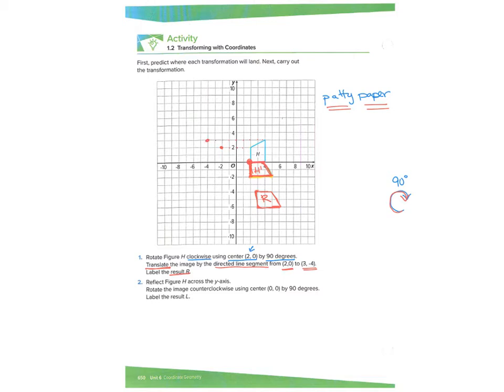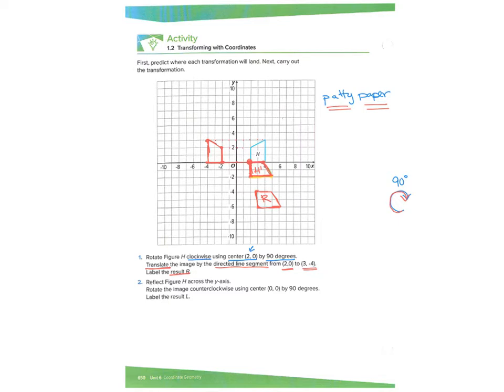This point is 2 units. So 1, 2. Notice this one is 1, 2, 3, 4. So I come over here, 1, 2, 3, 4. And I have reflected H across the y-axis by just moving my points to the same amount on the other side of the y-axis.